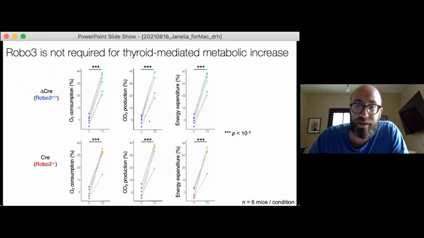And what we found is that both the control and ROBO3 knockouts have robust increases in metabolic rate when treated with thyroid hormone. So ROBO3 is not a regulator of the metabolic changes driven by thyroid hormone.